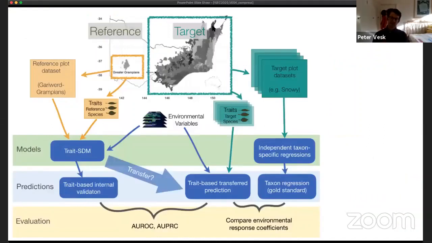Here's a schematic of how we're doing it. We've got our reference plot database from the Grampians, we have the traits of the species there and their environmental variables. With them, we train our trait SDM. We could make predictions with it internally, but we're also interested in transferring them to new regions on the basis of the environmental variables in the target regions and the traits of the species in those target regions. Don't worry about this side, but then we're going to evaluate those predictions with the area under the ROC curve, the receiver operating characteristic curve, and the precision-recall curve.